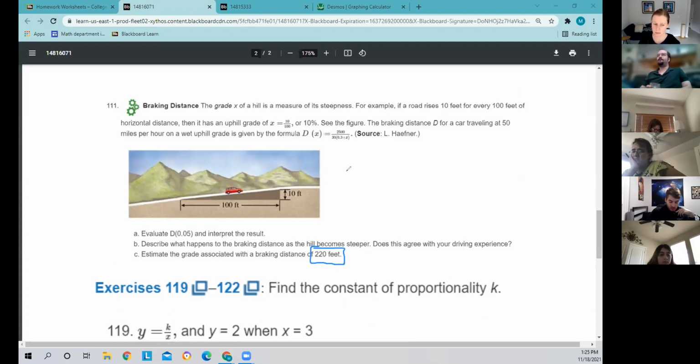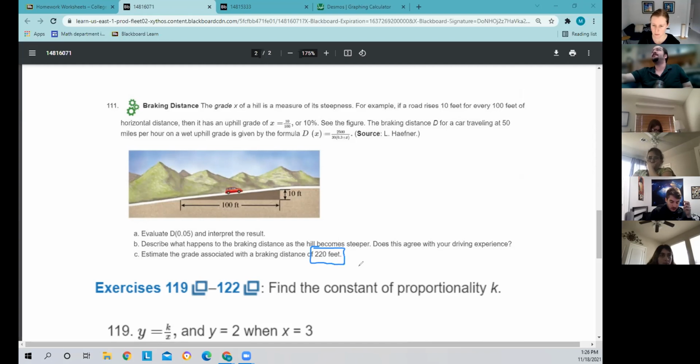x equals 220. What is my X measure? Feet. D of X measures feet. X measures my steepness or my grade, right? So if they tell me 220 feet, what are they giving me? The braking distance. So if I set this up, what should it look like?